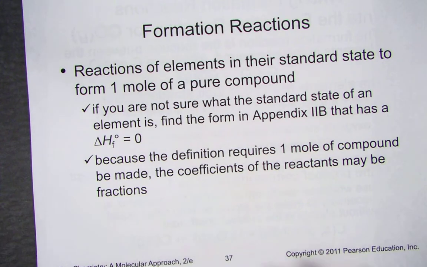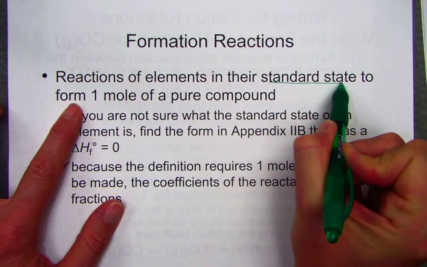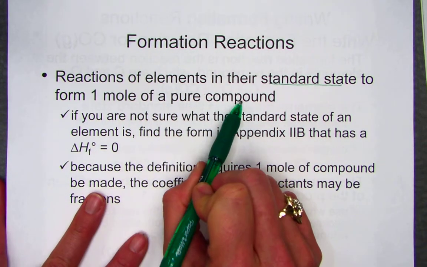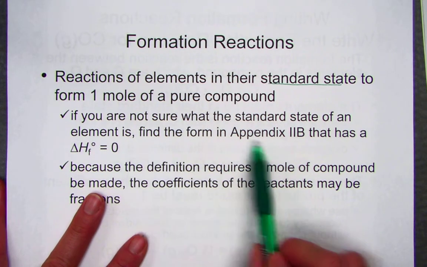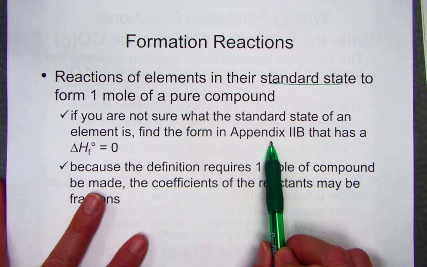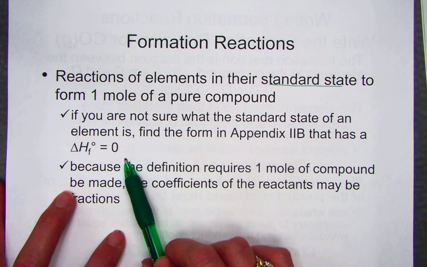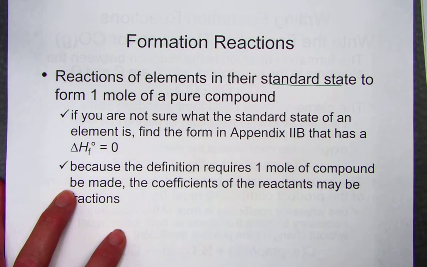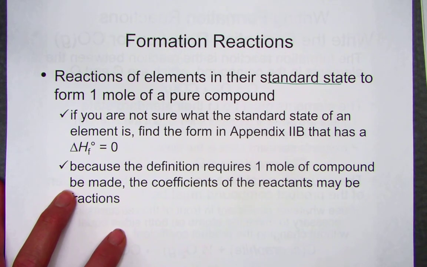So formation reactions simply say reactions of elements in their standard state, the way we find them in nature, to form 1 mole of a pure compound. If you're not sure what the standard state of an element is, we have an appendix in the back of our textbook that has the heats of formation for those pure elements. And again, I happen to have one in front from the previous slide. That one was taken out of our table 6.5. The appendix in the back of your book has a much more extensive list.